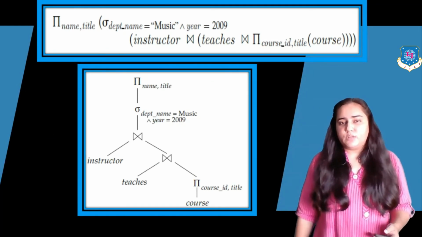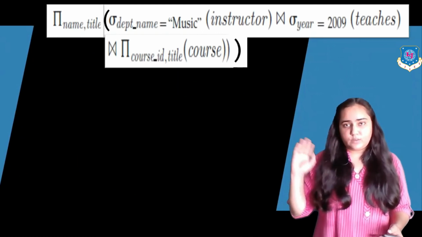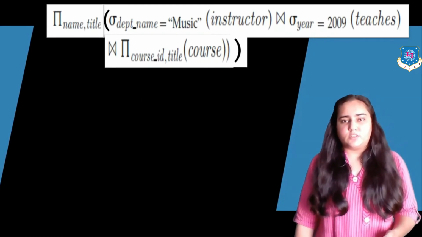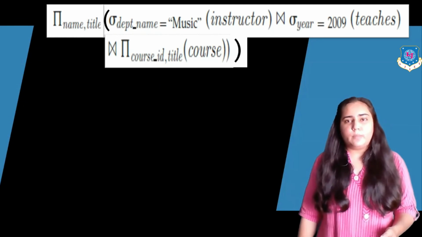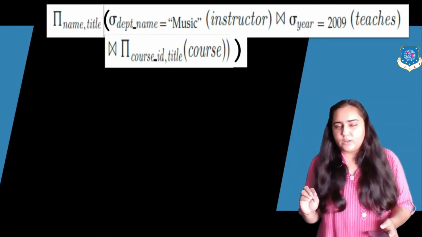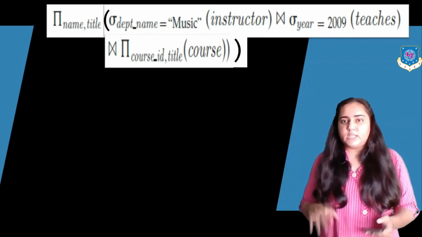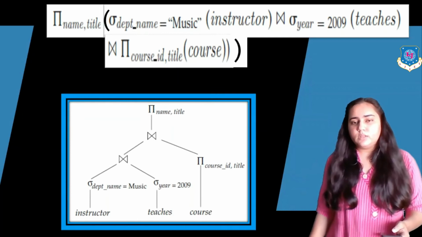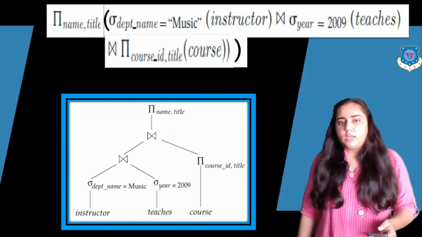Now let's see what the tree looks like for this query. This is the query that we so meticulously transformed into this form. And you can see here I'm applying all the operations individually on the tables and then taking a natural join. Let's see what the tree looks like here. So the tree looks like this.